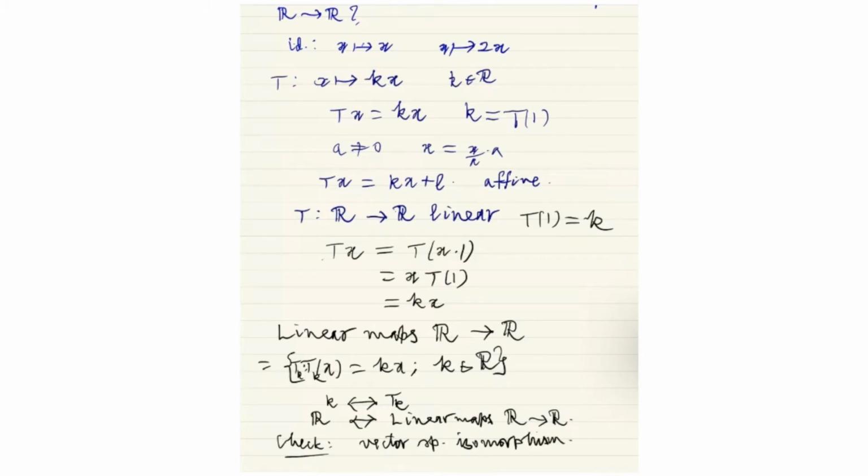You know, all linear maps on a vector space form a vector space themselves, right? So the vector space of all linear maps from R to R is isomorphic to R itself. Okay? This is almost a trivial thing. Now let's go one step ahead.